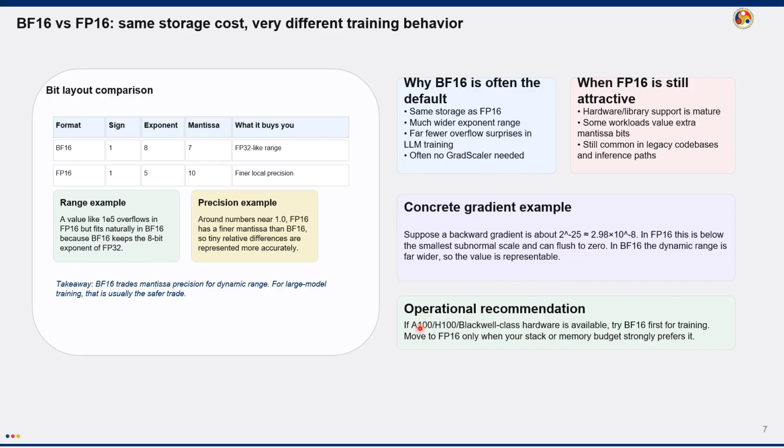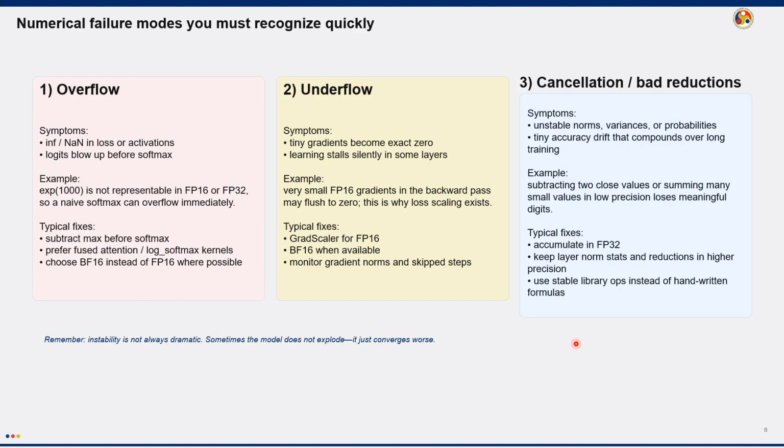So, for Ampere series, Hopper series, Blackwell class hardware, if you have it, obviously you should try BF16 for the first training, and then you can move towards FP16 only if your budget prefers it. Otherwise, you should stay at BF16 basically.